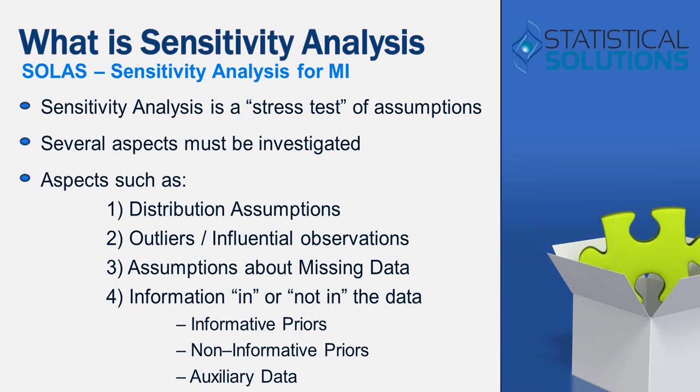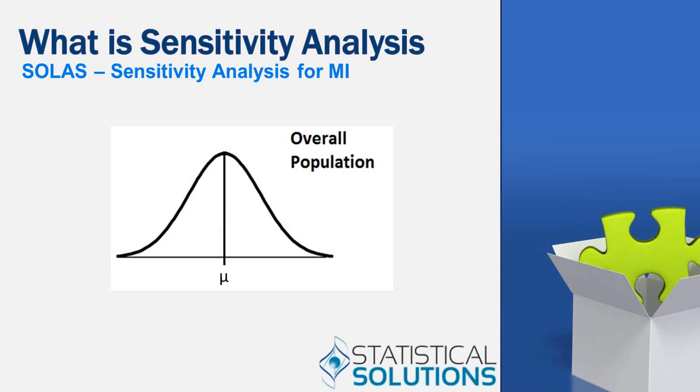What are the assumptions about the missing data? Is it missing at random, missing completely at random, or not missing at random at all? And then also information that may be in or not in the data at all. So you may need to bring in informative priors. Non-informative priors are additional or auxiliary data. So let's just take an example here that's given at the beginning of Dan Rubin's book.